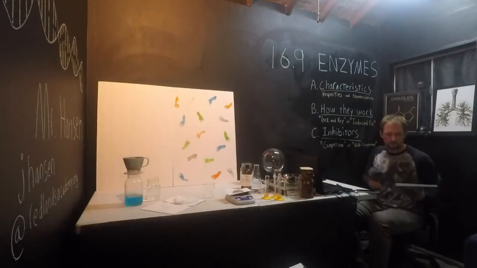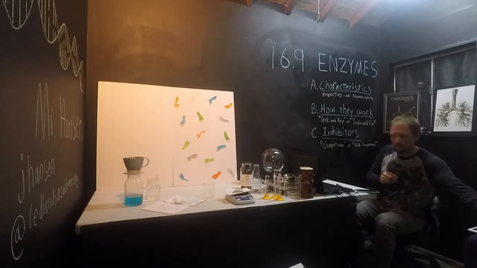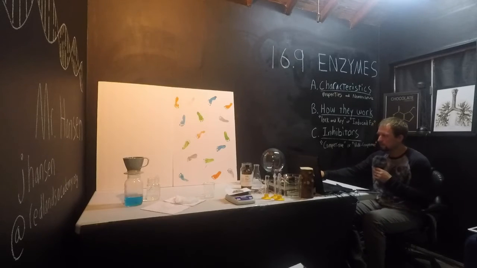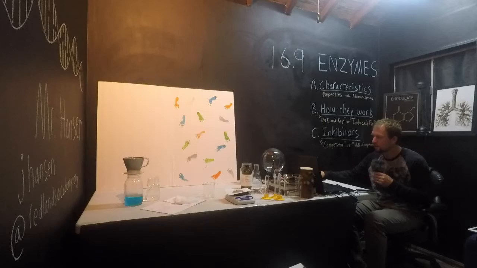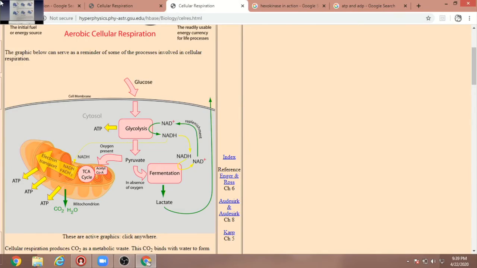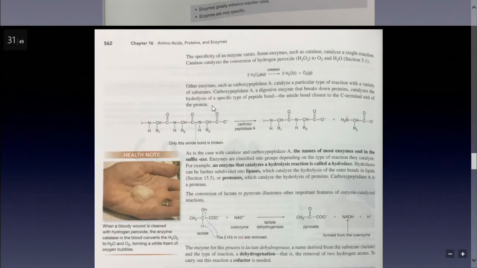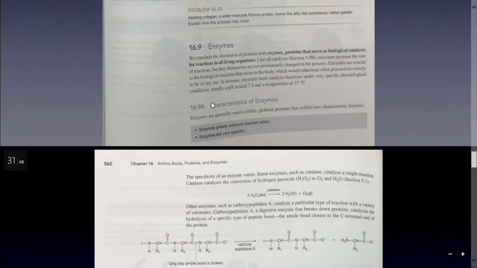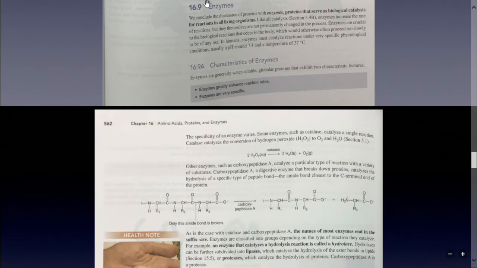Let me set this down. All right, and then let me jump to the PowerPoint here. All right, let me minimize that. And boom, here we are. Let's scroll up to 16.9. Here we are, enzymes.